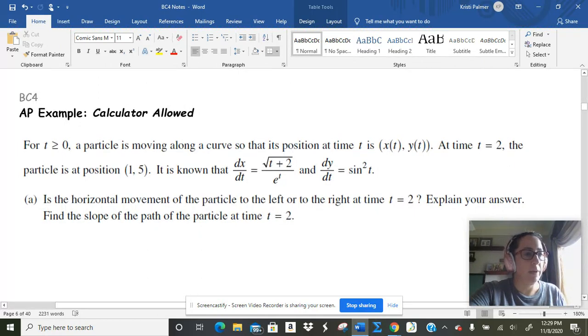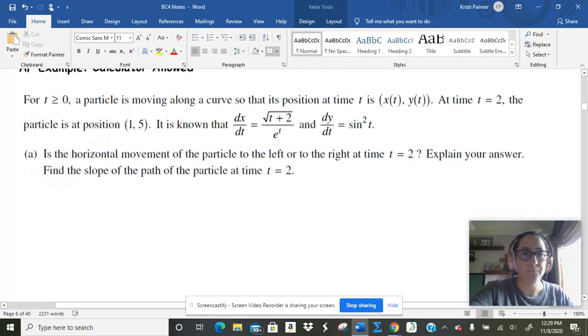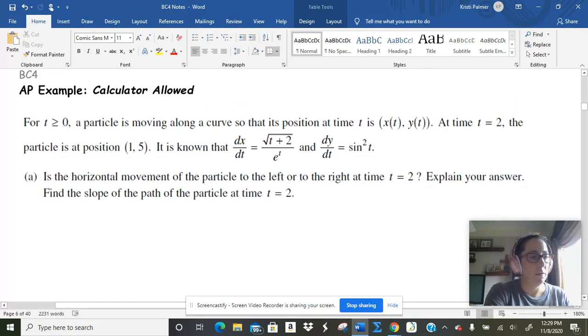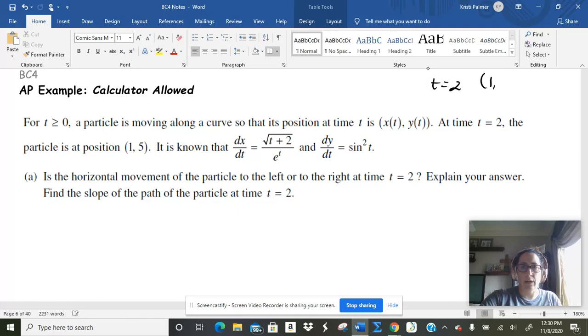Okay, let's go do an AP example. For t greater than or equal to 0, a particle is moving along a curve, so that here's my x of t, y of t. At time equals 2, the position is 1, 5. Okay, so when t equals 2, I know I have an x of 1 and a y of 5.